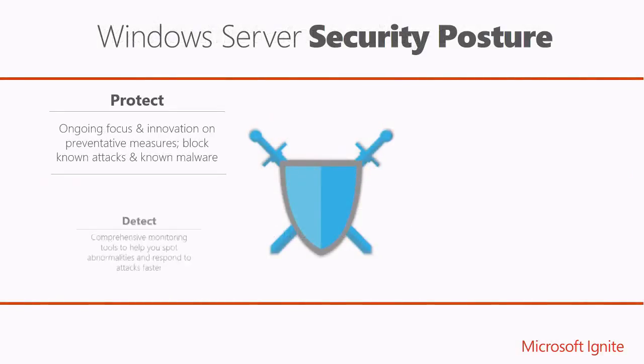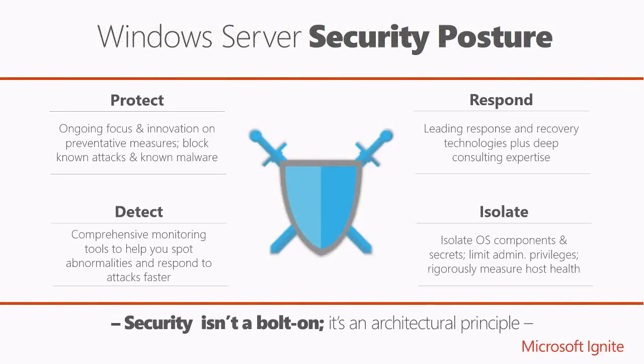As you can appreciate, Microsoft clearly understands that this is a big problem that needs to be addressed proactively and not reactively. So Microsoft, as part of the Windows Server security posture, has put down four key tenets whereby you can protect, detect, respond, and isolate these incidents. Again, it's a busy slide, but the key message I want you to take away is that security is not a bolt-on, specifically in Server 2016. Security is a fundamental component of the architecture, and it's there from the ground up.